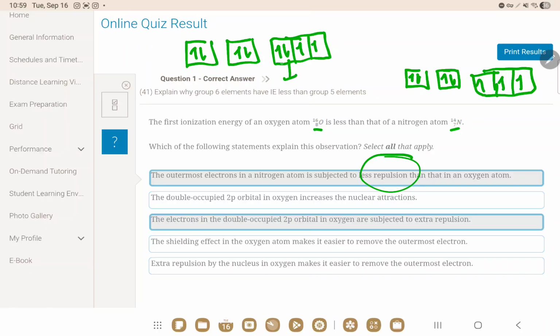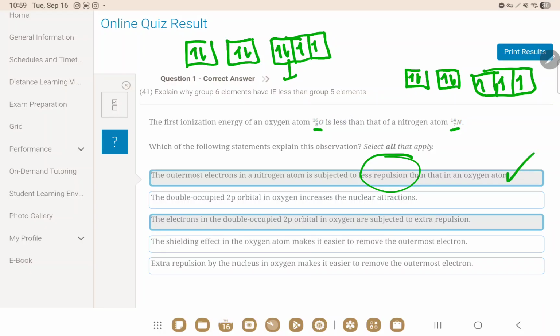Whereas in oxygen, it's more willing to give away an electron because 2 of them are sitting in the same degenerate orbital. When you have 2 in the same degenerate orbital, they're repelling each other. So it's going to have a lower ionization energy because it wants to get rid of the electron, so it needs less energy to get rid of it. So here it's undergoing less repulsion than in oxygen, of course.